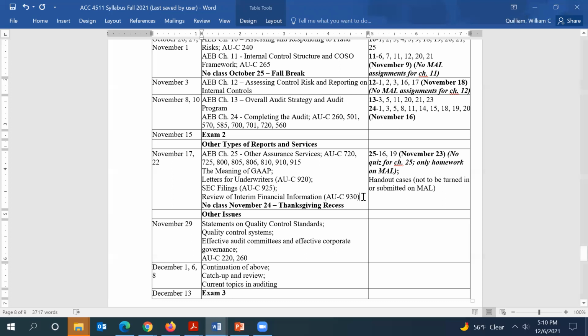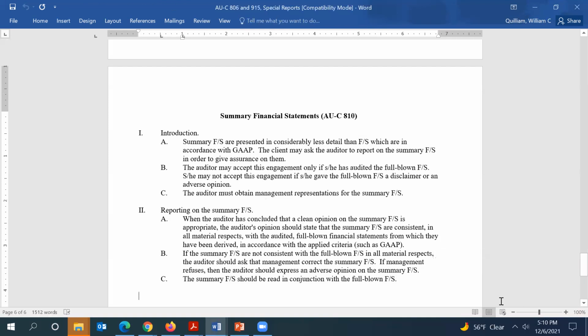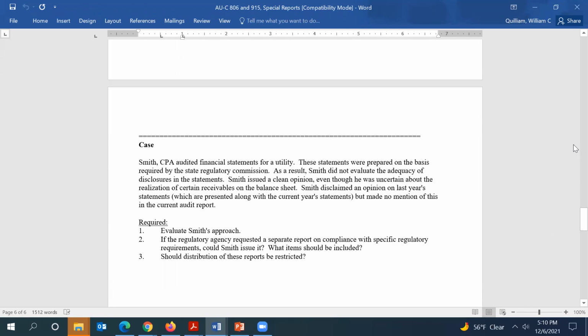So if you haven't done it, that's okay. But the problem I would like to review with you is the one that we had in this handout right before summary financial statements about Smith CPA. And this actually pertains back to special reports. So again, this one you don't need to turn in or anything like that. That's just for your own information.